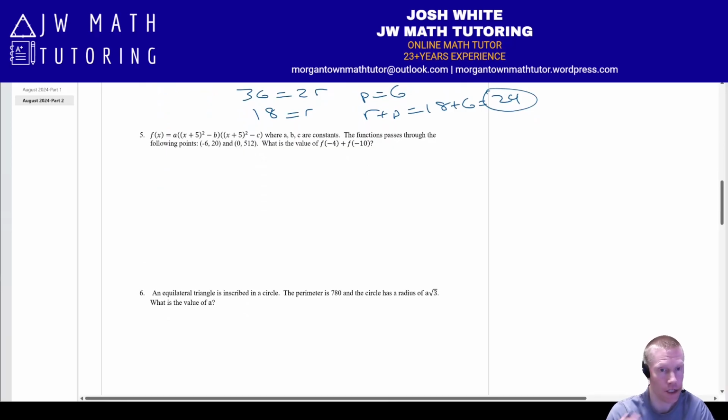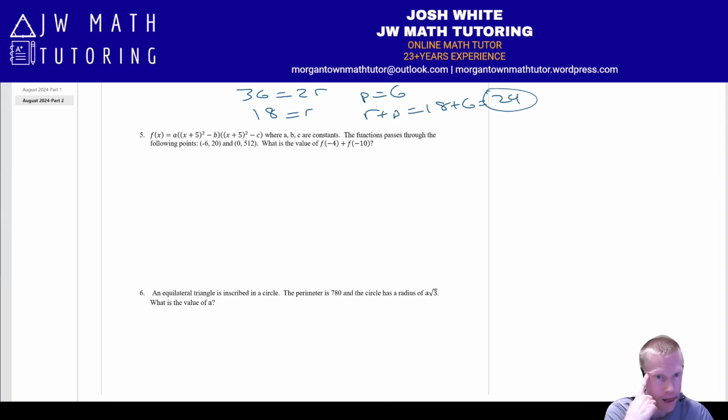All right, the next question. This is another tricky one. Haven't really seen anything like this before, but it's actually not that difficult to figure out. So basically what's going on here is that it goes through these two points, -6 whatever and 0 whatever. And they want to know what's the value of f of -4 plus f of -10.